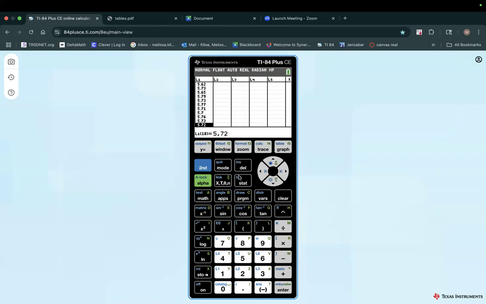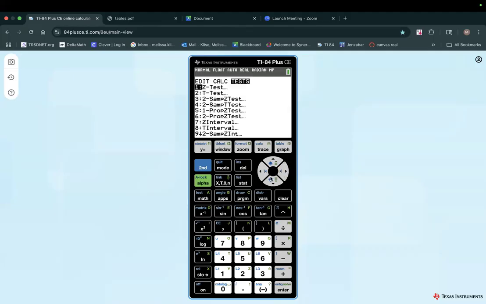Okay, now that those are in there, we're going to go to stat, over to tests, down to t-test. It's the number 2. As we did with the confidence intervals, if you already have your x bar, your standard deviation, and your sample size, and you don't have data, like our first example, you just put that in here. But we have data, so I'm going to go to the data screen, and this is going to pull it from L1.